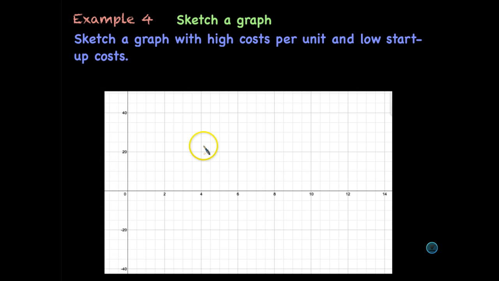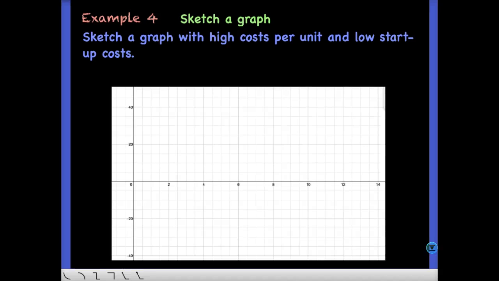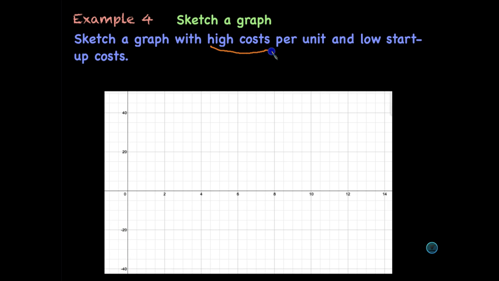Let's look at example 4. In this example, we're going to sketch a graph with high cost per unit and low startup costs. Let's think about what that might look like. High cost per unit, we know that represents the slope. Anything that says per unit is paired with the x. So this is going to be the slope of our line.